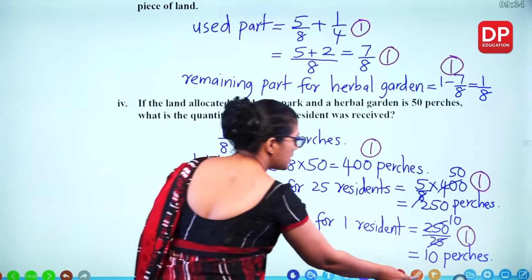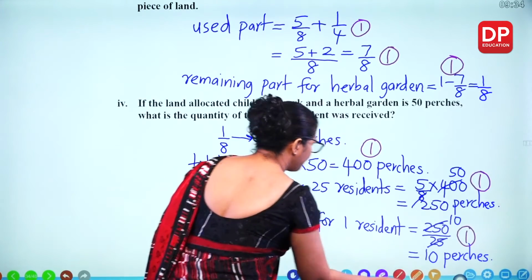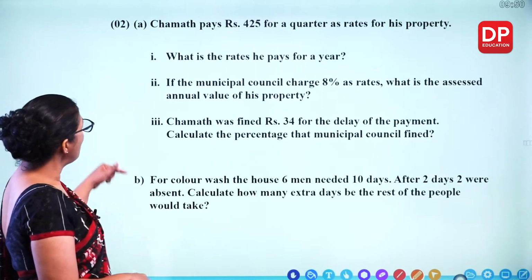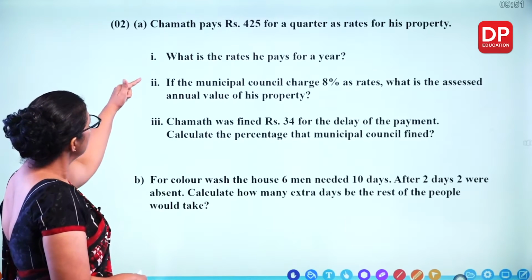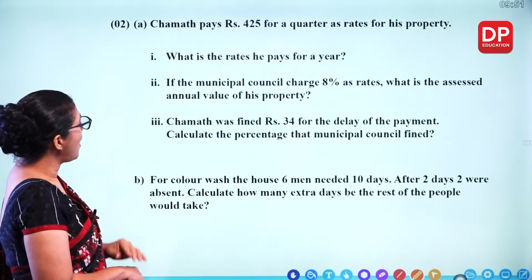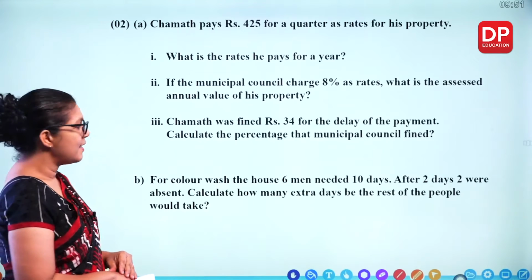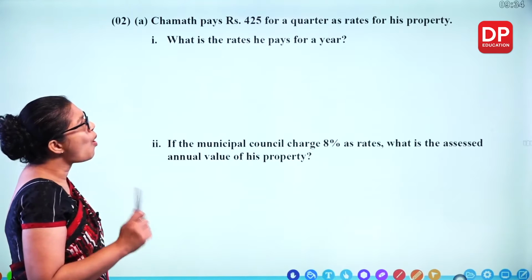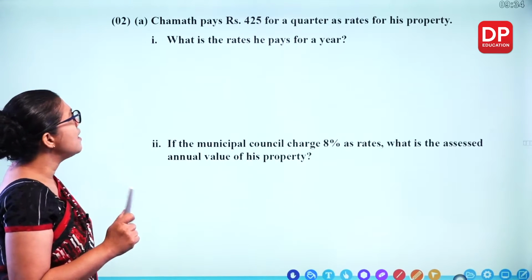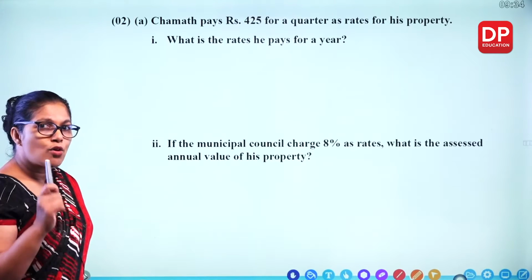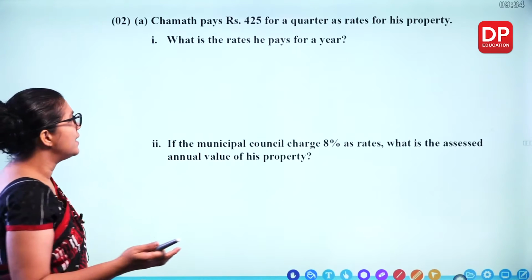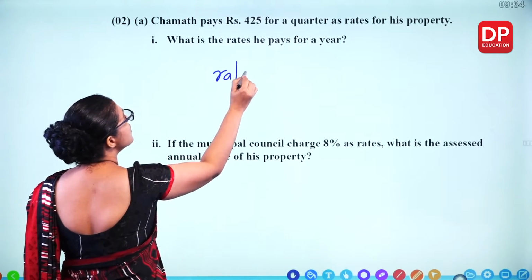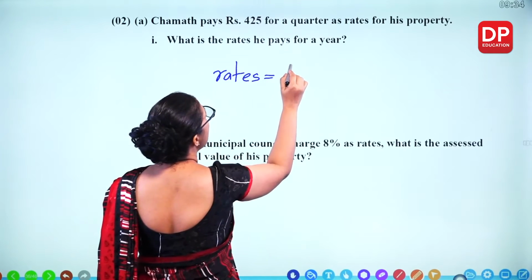Now we'll look at the second question. Question number 2. You get 2 parts and in first part 3 parts. We'll do separately. Part A, Chamath pays 425 for a quarter as rates for his property. What is the rates he pays for a year? Quarter means 1/4 of a year. So what's the payment for a year? Rates for the year, you just multiply this by 4.